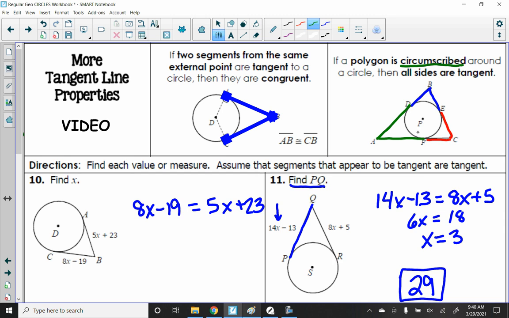These two pieces are equal. These two red pieces are equal. These two blue pieces are equal. We can find the perimeter. So we would just add this all together plus all of this plus all of this to get the perimeter.